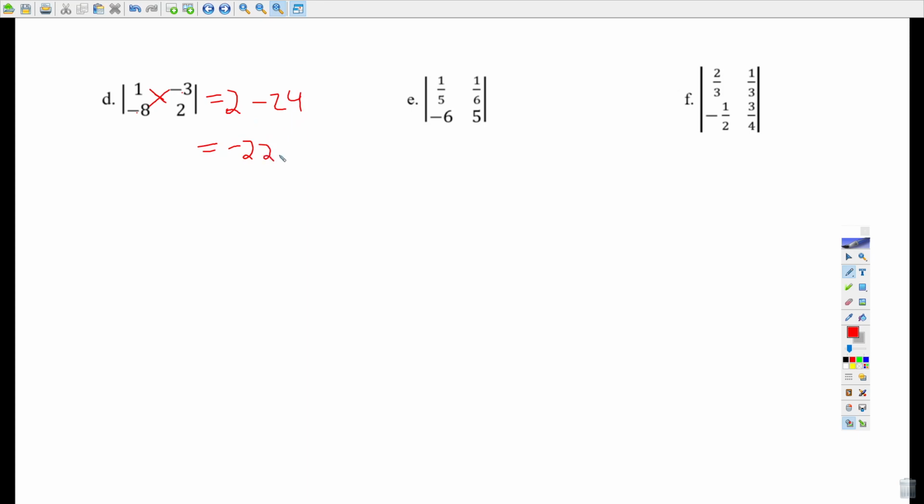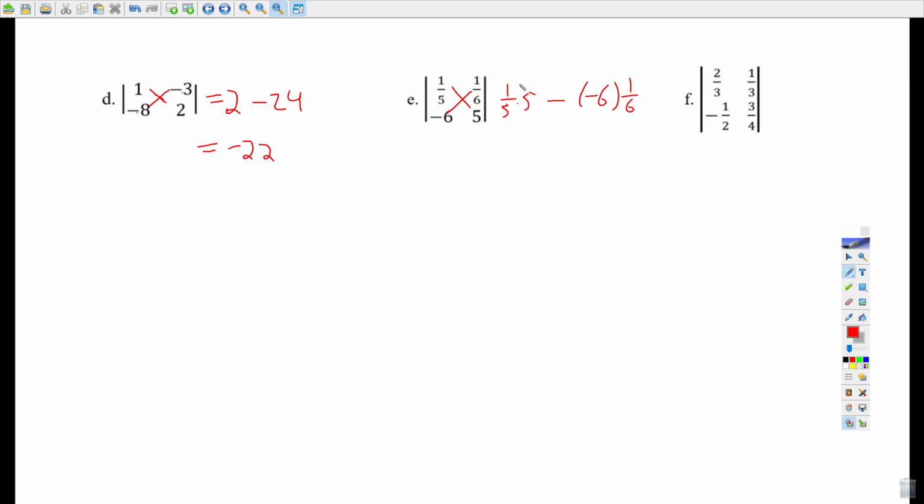All right, how about we do some fractions? Multiply these together. 1/5 times 5 minus a negative 6 times 1/6.